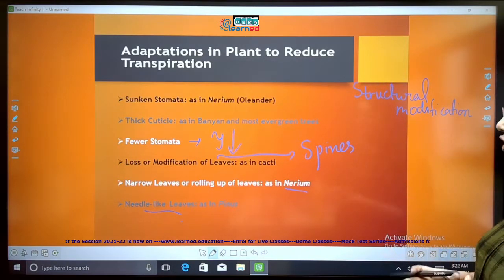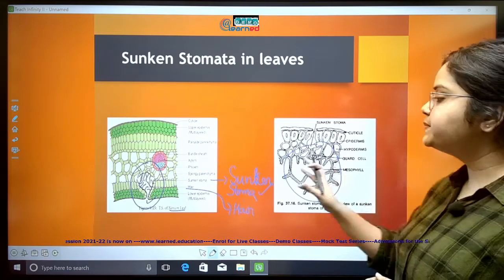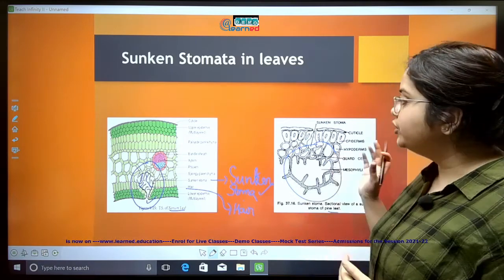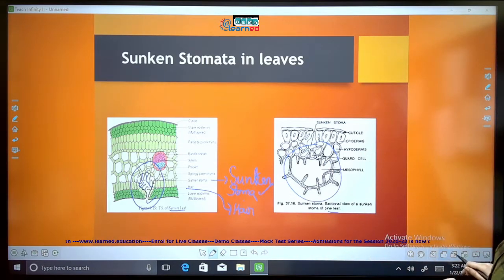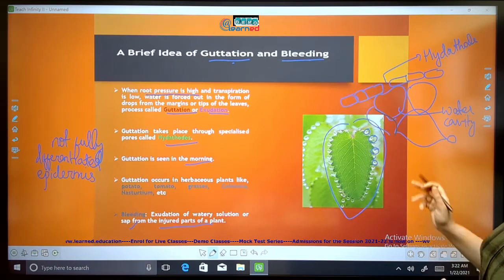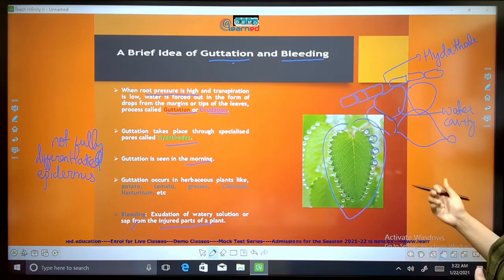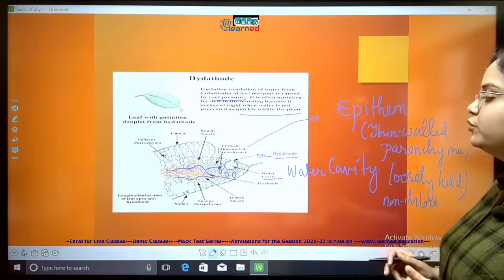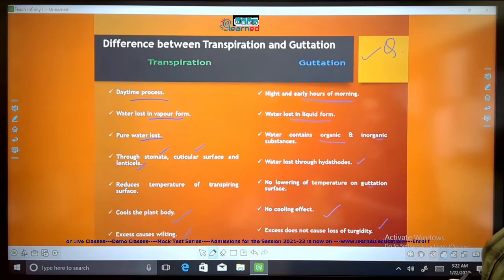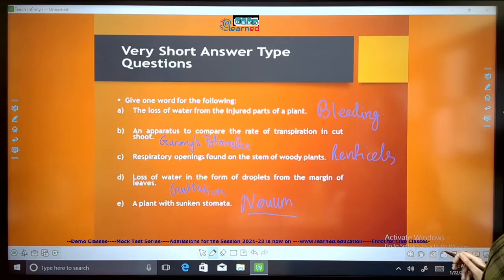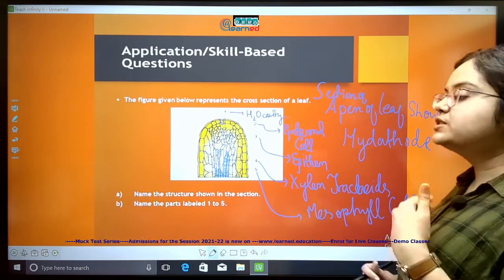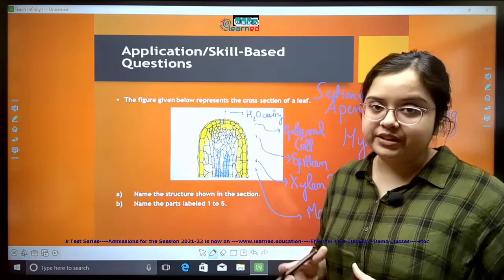Then there are adaptations, among which the sunken stomata, presence of hair, and narrow leaves are very important for you to remember. These are the modifications to reduce the rate of transpiration. Lastly, we spoke about guttation and bleeding, the two phenomena where water is going out of the plant because of excess development of root pressure and less transpiration. We spoke about the differences between the two phenomena, and then we came to the questions. So with this the chapter is completed. You can practice questions on your own and see if you have any difficulties.